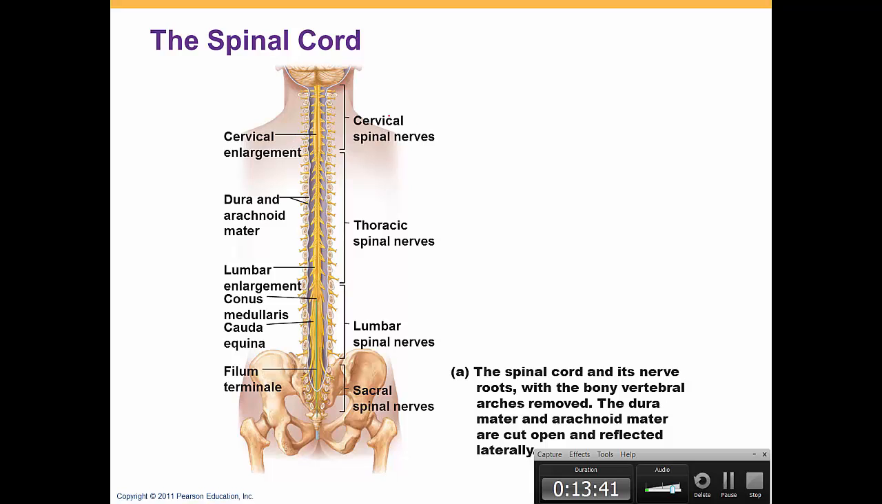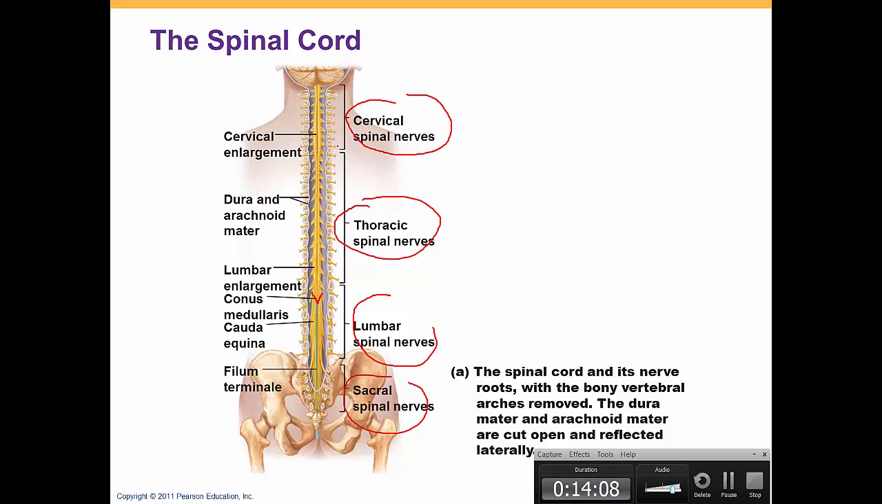So here is my spinal cord. This is my cervical region of the spinal cord. It is where the cervical spinal nerve exits. This is my thoracic region, lumbar region, and sacral region, and we have also the coccygeal area. So where does my spinal cord end? Actually, my spinal cord ends here.